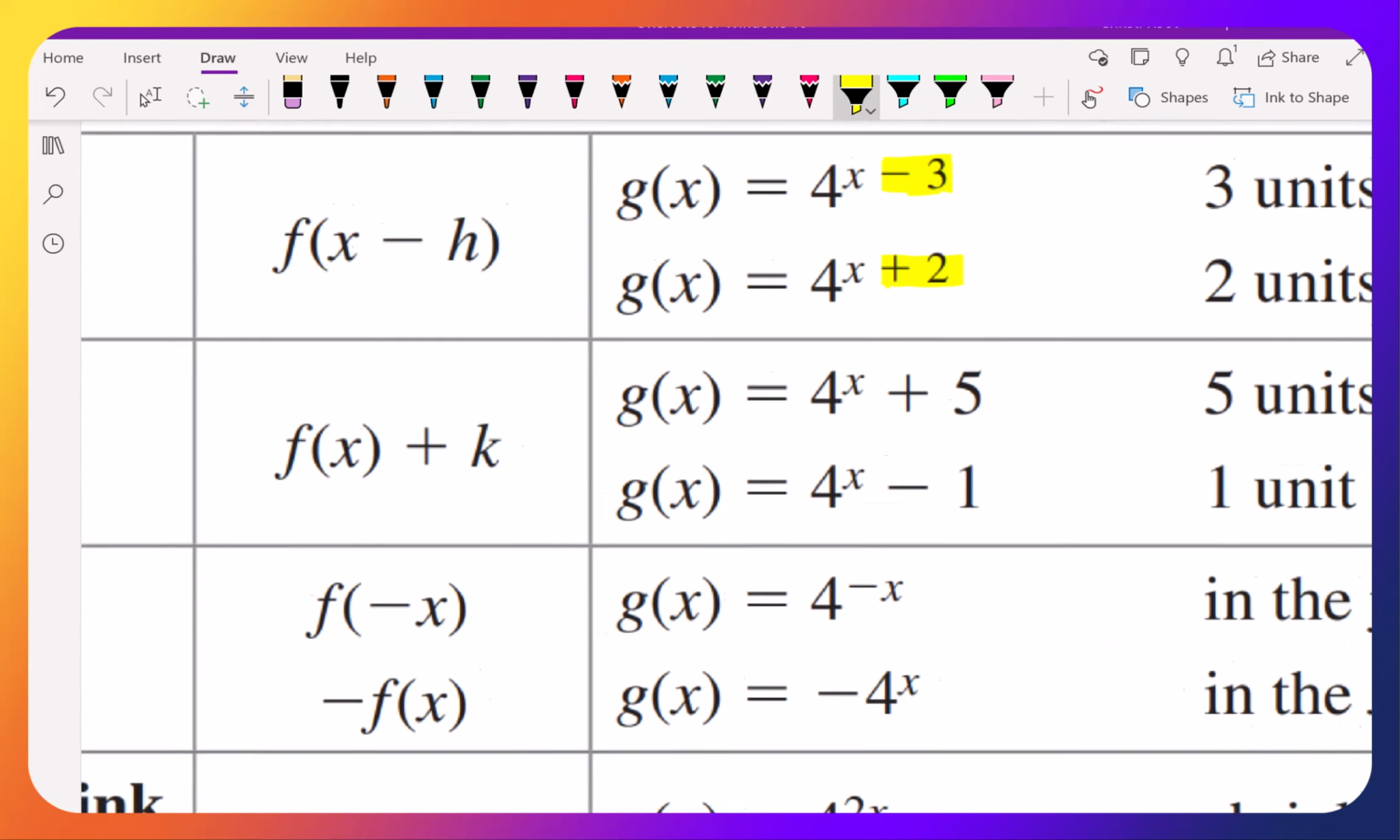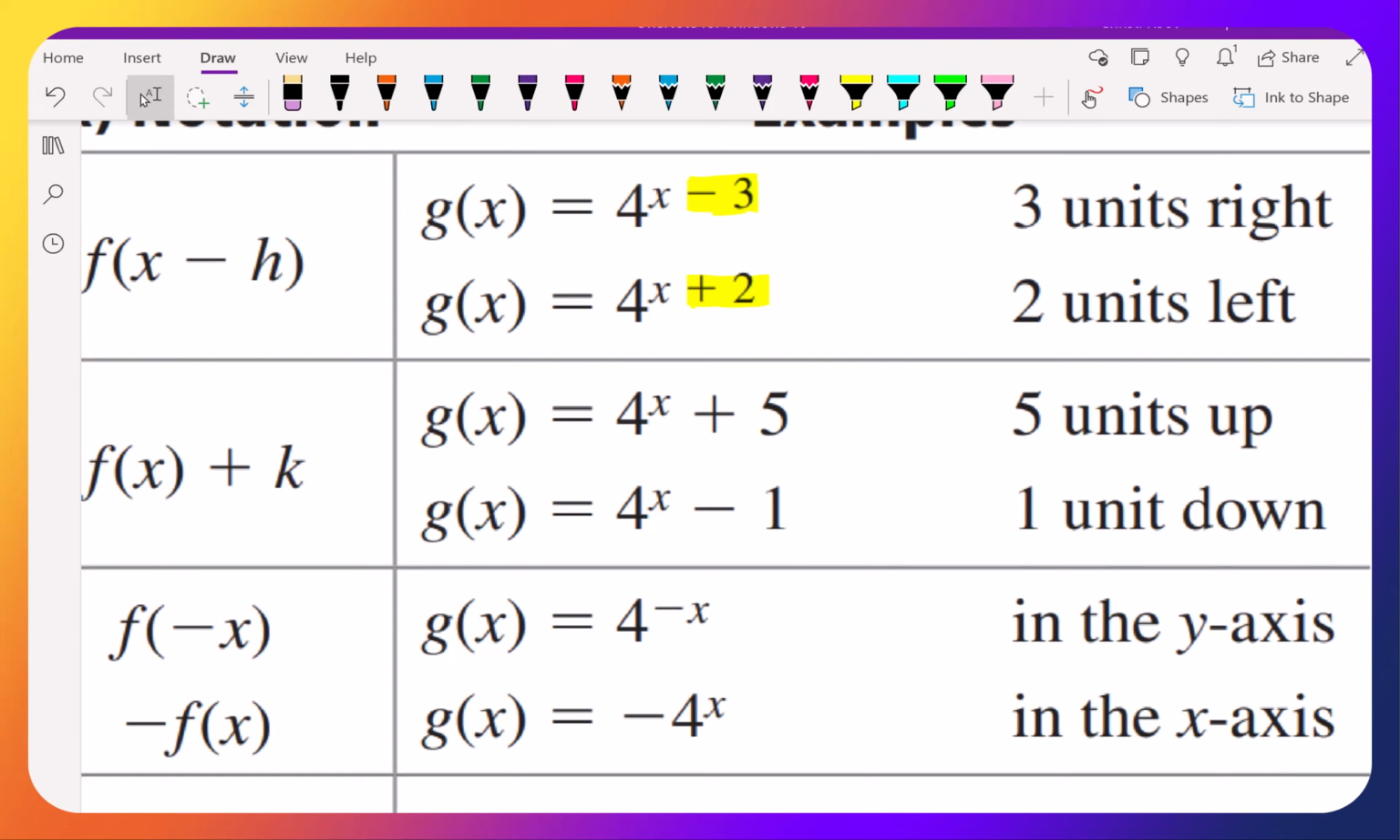So look at the difference. I feel like it's pretty obvious that you've got this really big +5. So it's not part of the exponent. So you know it's being added to the function. So when you're adding to the function, it's going up. And if you're taking away from the function, it's going down a unit.